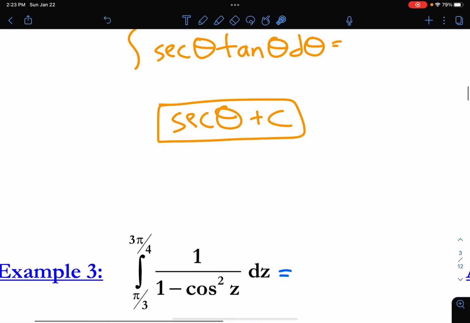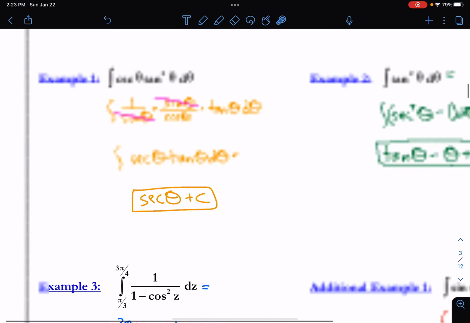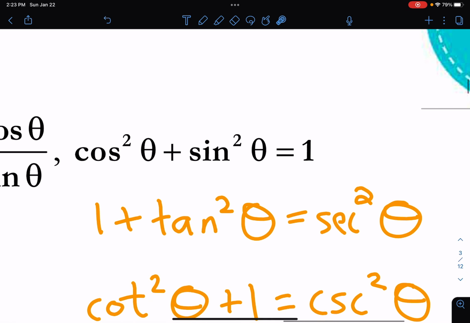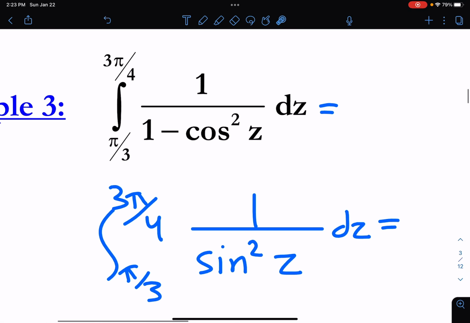Example 3, 1 over 1 minus cosine of z squared. So this one is already set up as our Pythagorean identity rewritten. If I take the cosine of theta squared and subtract it to the other side, I would have just sine squared left on the left-hand side of the equal sign here. And so that's going to be my substitution. So the first step, rewrite it: 1 over sine of z squared. Don't forget your differential, dz.